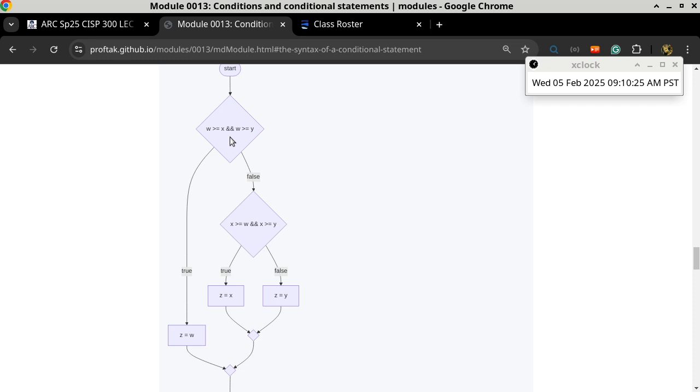Because that is a question, it can be answered with two possible answers. One is true, and the other one is false. If the answer is true to the question that is being pointed to right now, then we follow this path and we are confirming that W is the largest of the three. And as a result, Z should get the value of W because Z is supposed to be storing the maximum of the three.